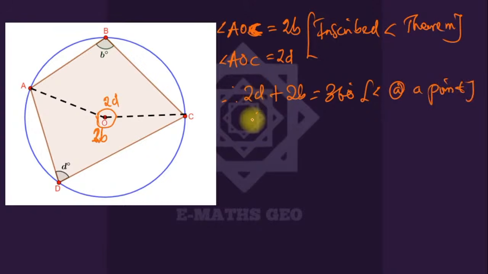And we can see that we can factor 2 on both sides, that's dividing both sides by 2. I have D plus B will be 180. So do you see it? If you sum the opposite angles, you will get 180. That's supplementary.